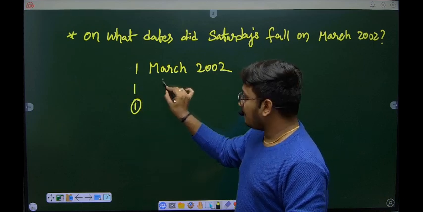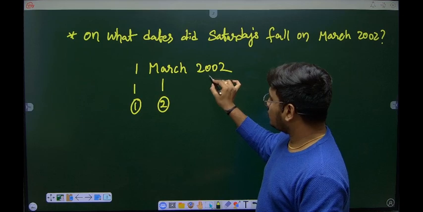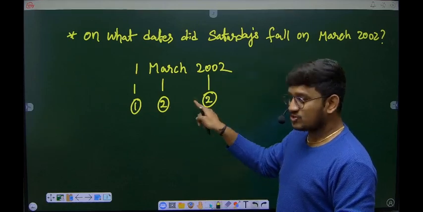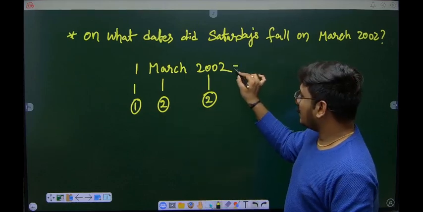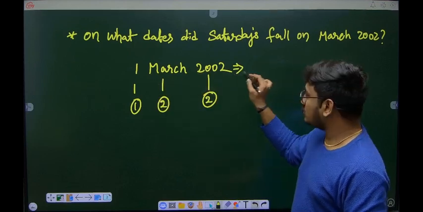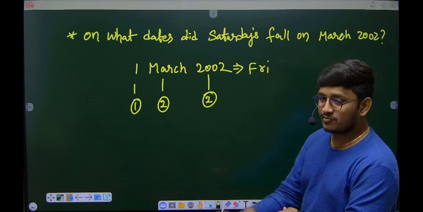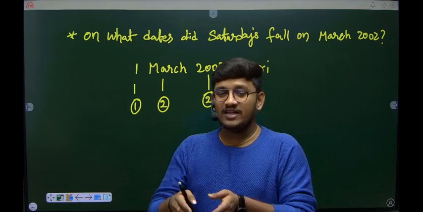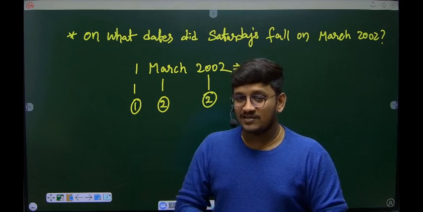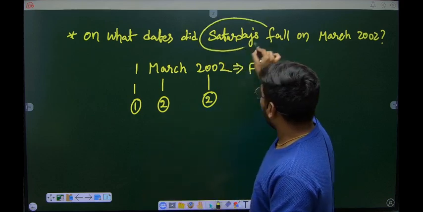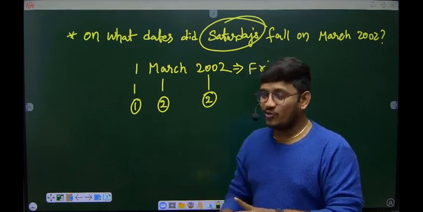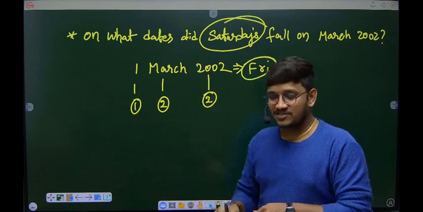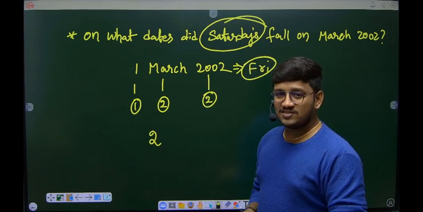So what will be the code here? 1 means 1, March means 2, and 2002 means 2. If you observe, 1 plus 2 plus 2 gives you 5. So I understood 1st March 2002 is Friday. But they are not asking us to calculate on what dates Fridays fall in March. They are asking about Saturdays. We got to know the reference value, 1st March 2002, is Friday, but we want Saturdays. So 2nd March is Saturday.